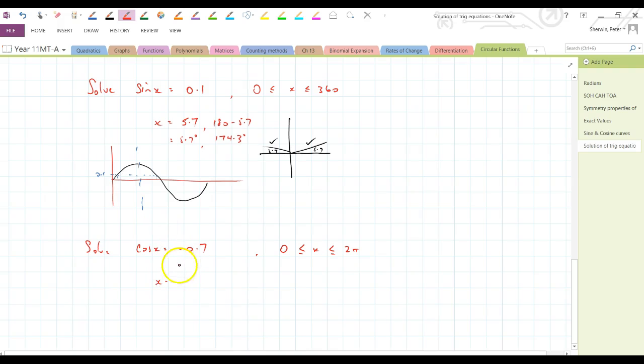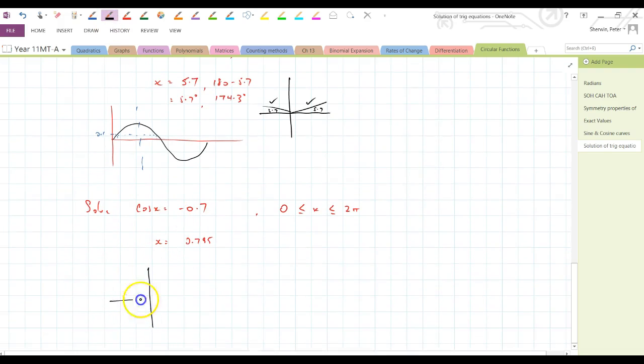So x is equal to, now this is 0.795 radians, right? But we're in the negative quadrants for cos. So we need to put 0.795 in this quadrant here, and in this one here. So my solutions are not 0.795 at all, but pi minus 0.795 and pi plus 0.795. I take 0.795 from just finding cos inverse of 0.7, forgetting the negative, and then I put it into the appropriate quadrants for cos being negative, which are quadrants 2 and 3. Quadrant 2 is pi minus, quadrant 3 is pi plus.